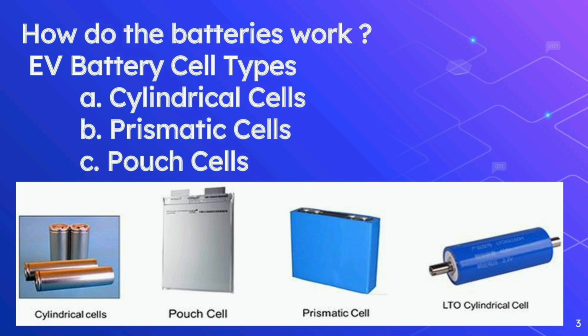The three cell formats used in electric car batteries, the most common cell chemistries used in electric vehicles, electric vehicle cells versus power cells. What is the difference? Supercapacitors and ultracapacitors to boost power. Future electric vehicle battery cell types. There are three basic types of battery cells used in electric vehicles. First one, cylindrical cell. Second, prismatic cell. And third, pouch cells.